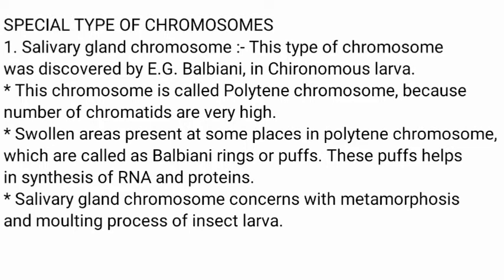Special types of chromosomes. Salivary gland chromosomes. This type of chromosome was discovered by E.G. Balbiani in larvae. This chromosome is called a polytene chromosome because the number of chromatids is very high. Swollen areas are present at some places in the polytene chromosome, which are called Balbiani rings or puffs. These puffs help in the synthesis of RNA and proteins. Salivary gland chromosomes are concerned with metamorphosis and the molting process of insect larvae.